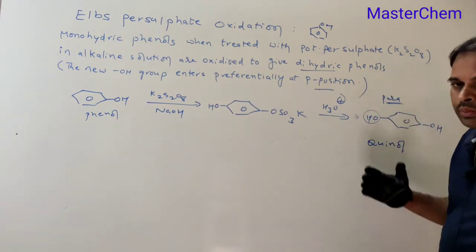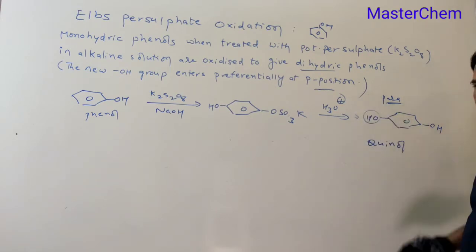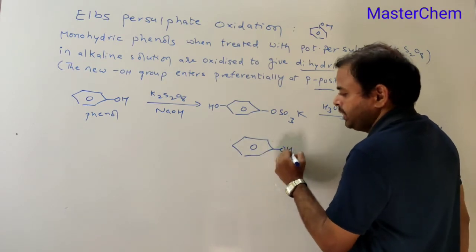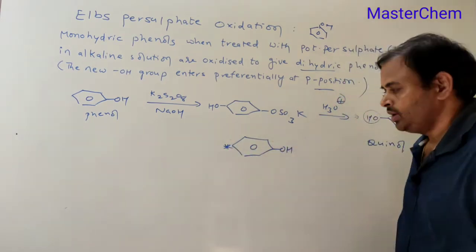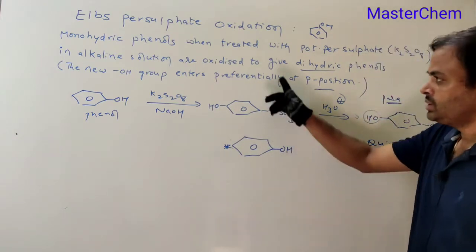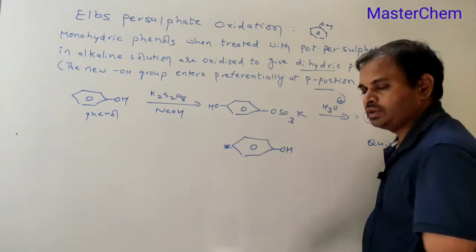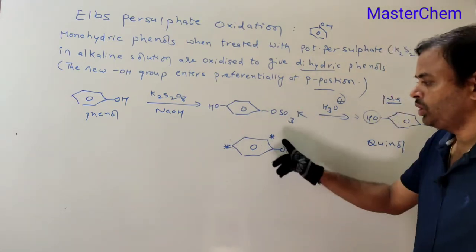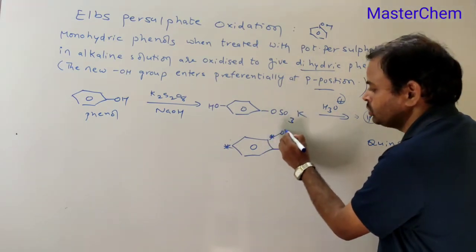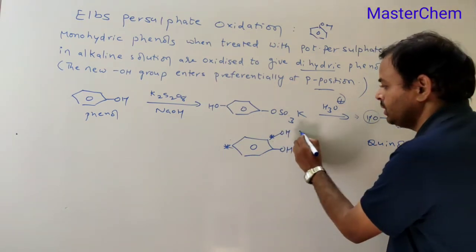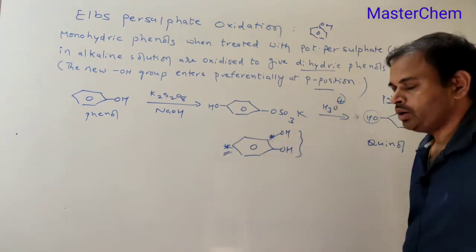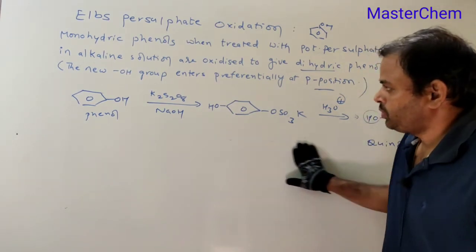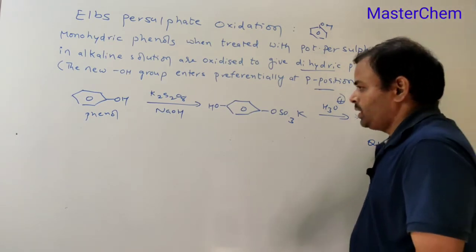What happens if the para position is blocked? If the para position is blocked with some other substituent, then the next incoming OH group enters the ortho position. Because the para position is blocked, it enters the ortho position. Remember this point.